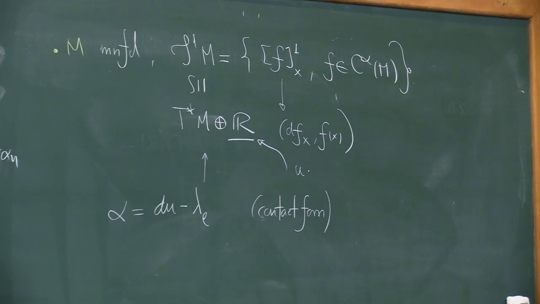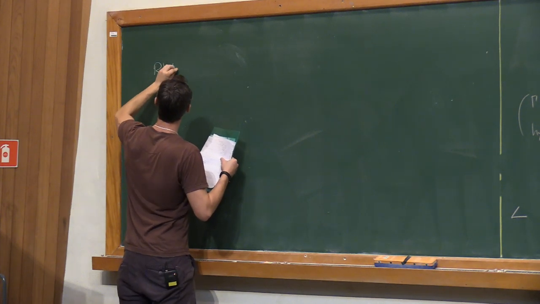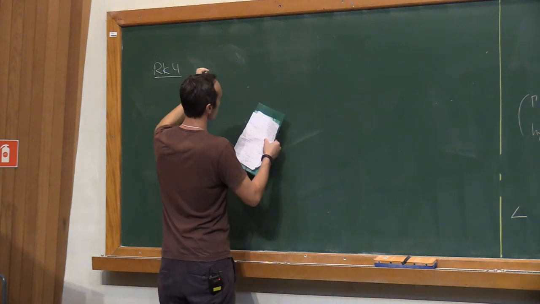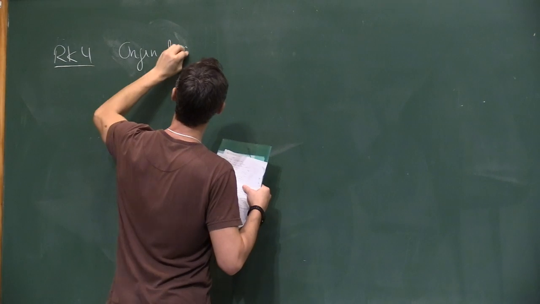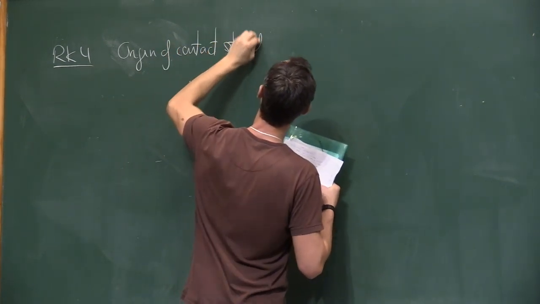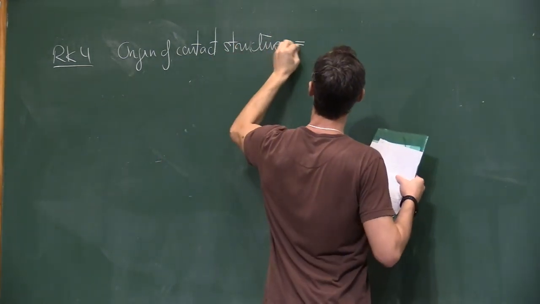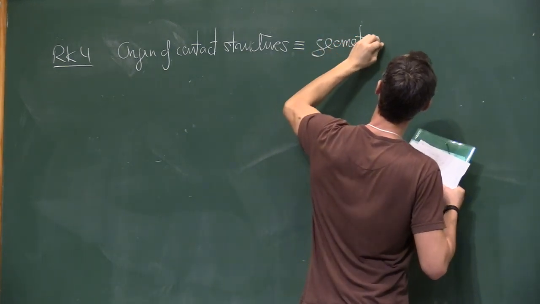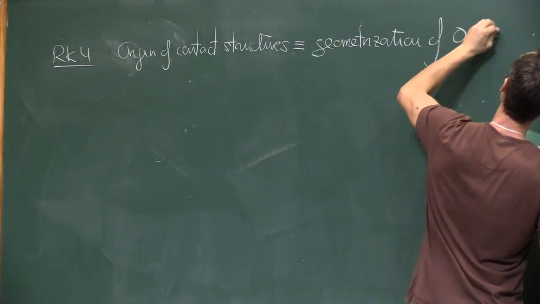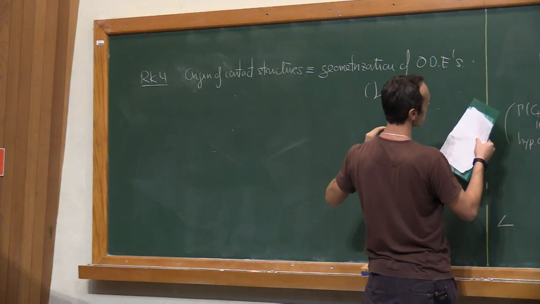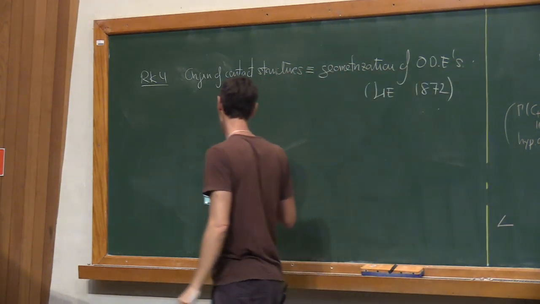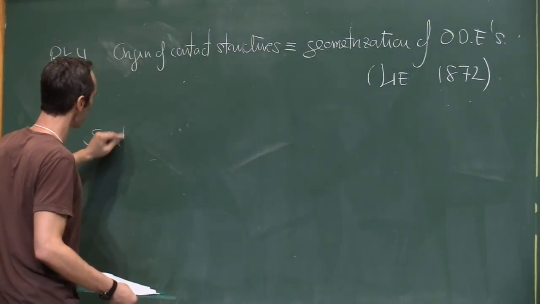So let me take advantage of that example to go back and tell you what's the geometric motivation. So where is the origin of contact geometry? So how contact structures appeared for the first time. Of course, not with that name. So contact structures appeared for the first time in the work of Lie. So this is the origin of contact structures. And this is the geometrization of ODEs. And this was done by Lie in 1872.